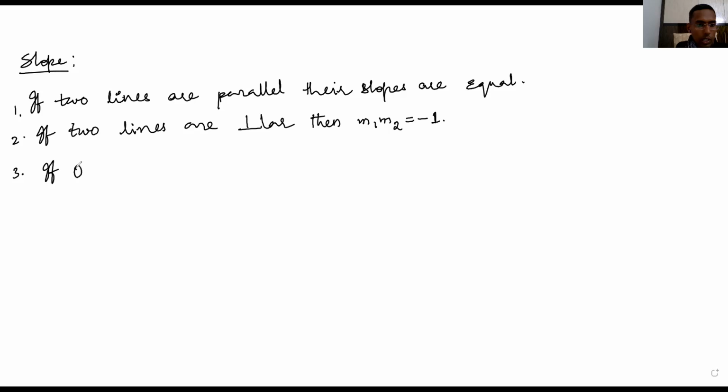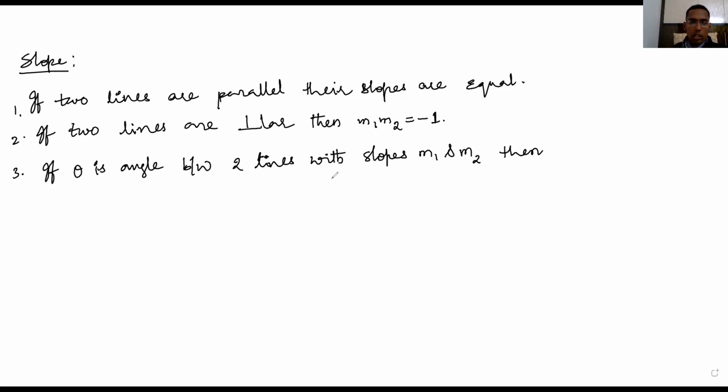If theta is the angle between two lines with slopes M1 and M2, can you tell me the relation between M1 and M2? You know this one? Then tan theta equal to, what is the formula? Sir, plus or minus M2 minus M1 by 1 plus M1 into M2. Very good. So I'll put mod.